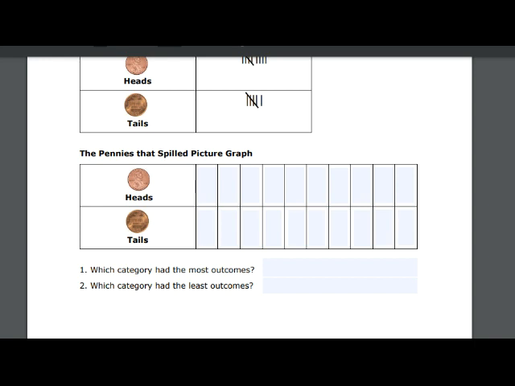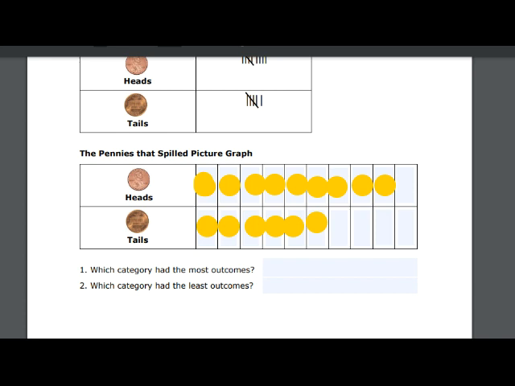That means we're going to need to draw coins. Now coins are a little bit tricky. I'm just going to make circles to represent the coins. I know that 9 landed on heads, so I'm going to draw 9 coins here. 1, 2, 3, 4, 5, 6, 7, 8, 9, and 6 landed on tails. 1, 2, 3, 4, 5, 6. All right, so now my picture graph is complete. I've got my 9 pennies that landed on heads and my 6 pennies that landed on tails.